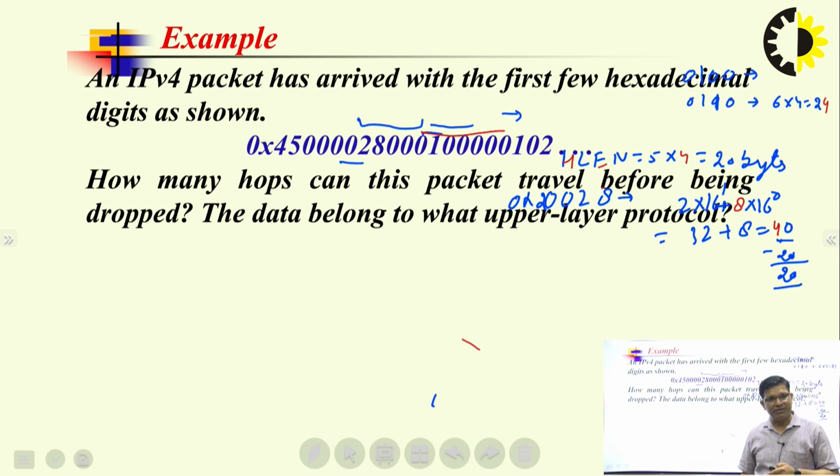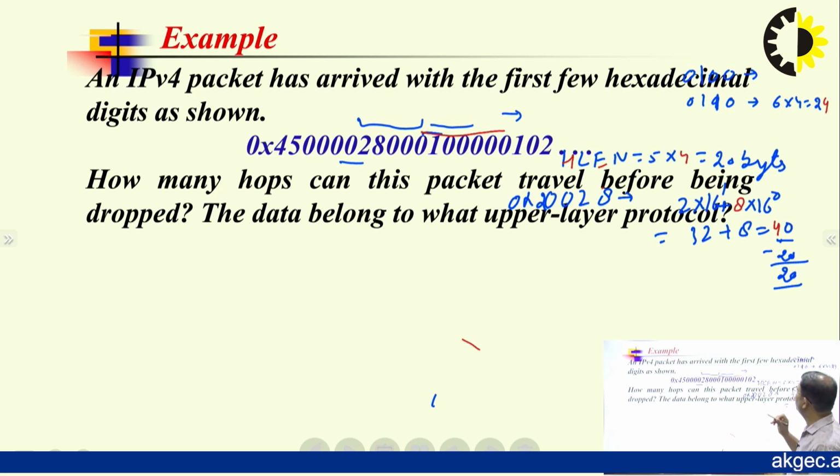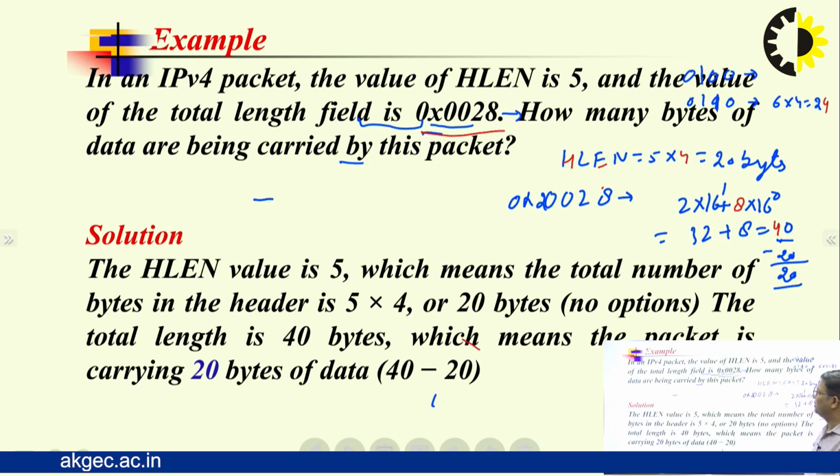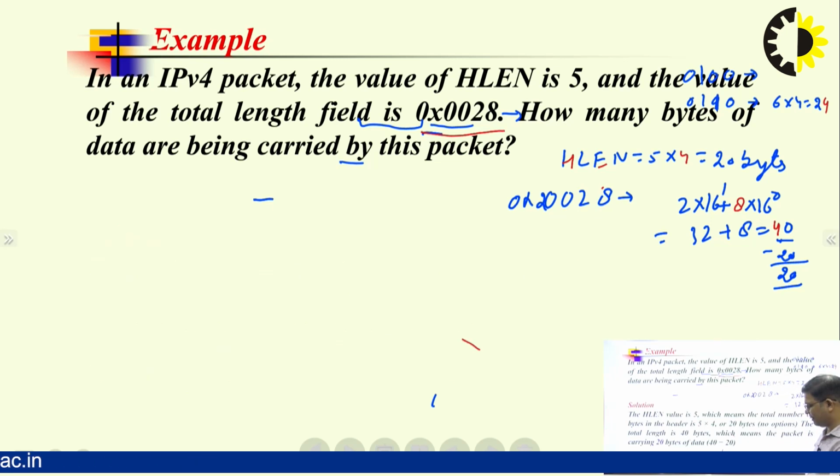So it is a must to keep in mind or draw the rough header format on the page where we are solving these questions, so that we can understand which number falls into which field. How can you calculate how many hops the packet travels before it is dropped? That means, what is the time to live for a particular packet. We can check the previous slides.